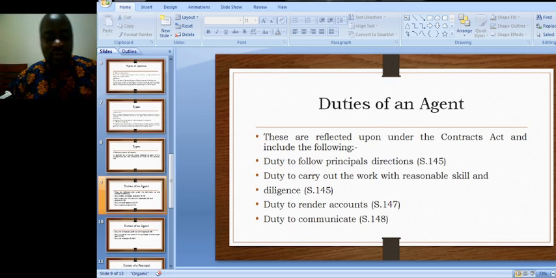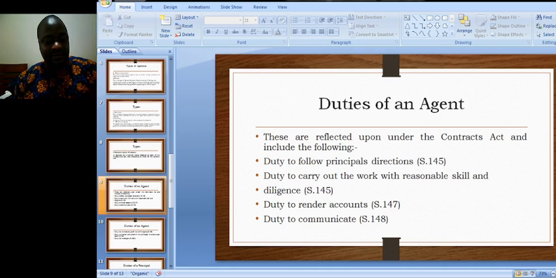So briefly, let's look at the duties of an agent. And these are reflected upon under the Contracts Act and include the following. 1, the duty to follow the principal's directions. That is under section 145. Number 2, the duty to carry out the work with reasonable skill and diligence. And that is under section 145. Number 3, the duty to render accounts. And that is under section 147.